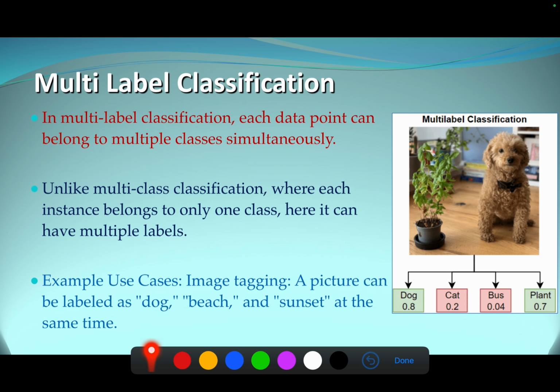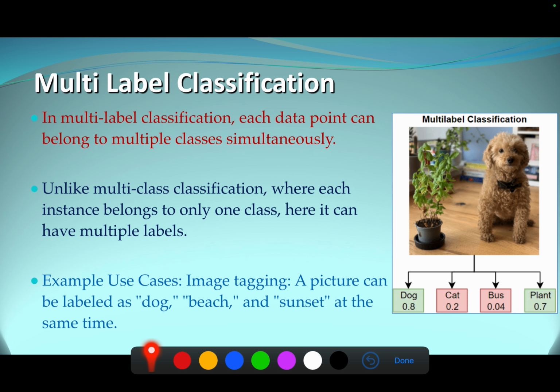Another classification technique that is used in many applications is multi-label classification. In multi-label classification, each data point will belong to multiple classes simultaneously. So you will find that here each instance need not belong to only one class, but it can belong to multiple classes.